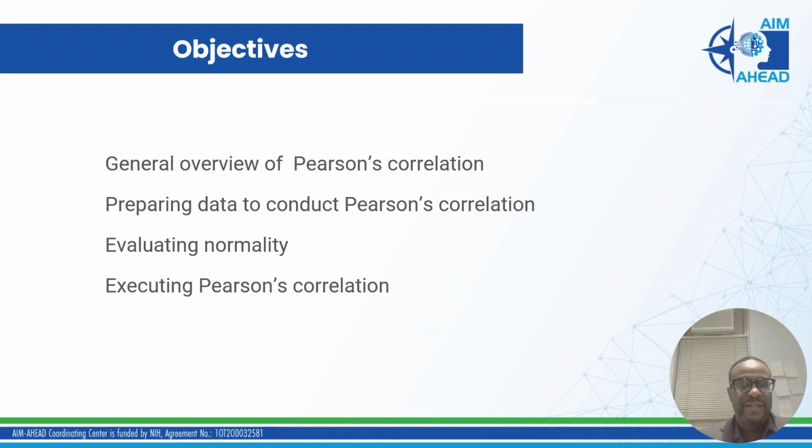We will first provide an overview of the Pearson's correlation. Next, we'll demonstrate how to tidy our MEPS data so that we may carry out the Pearson's correlation. After this, we'll demonstrate how to visualize the normality of the variables. Finally, we will show you how to execute a Pearson's correlation.